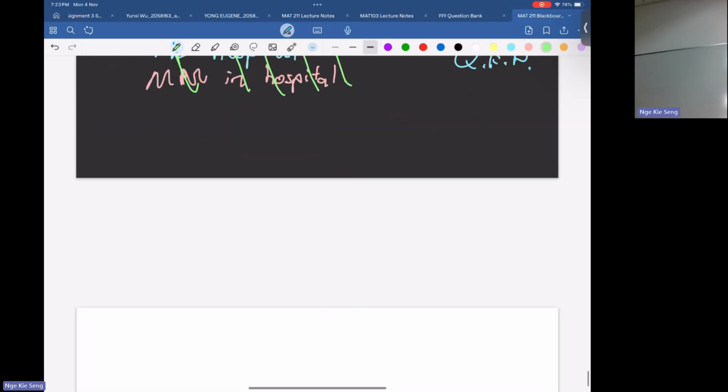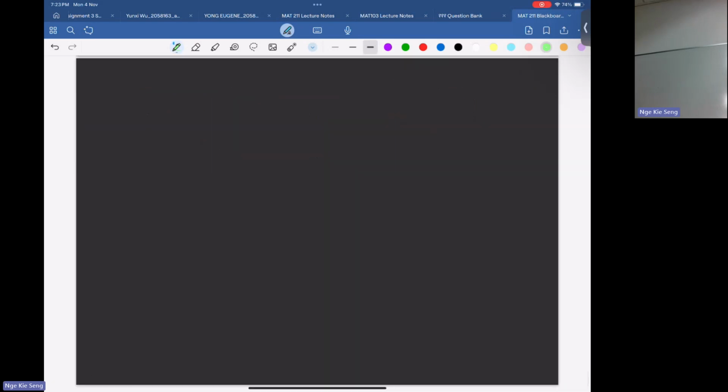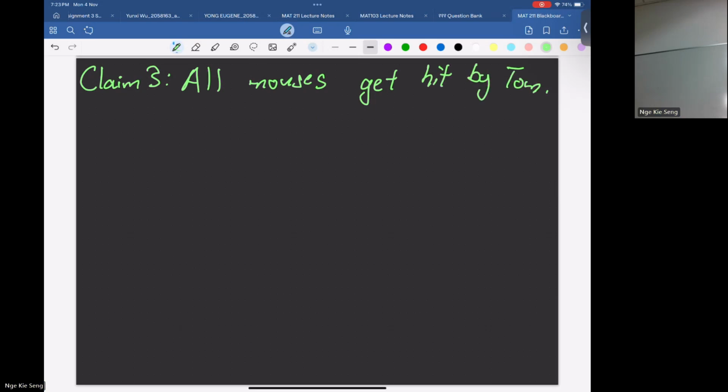How about for all? Let's say claim 3. Actually, 我问了他们，原来每一只都被打。All mice get hit by Tom. How to prove this? All mice have to be proved. How to prove all mice?